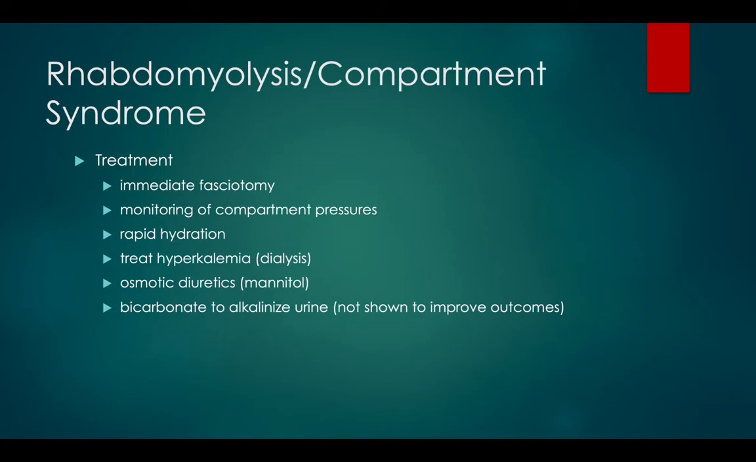There are some other things that we'll talk about. Albuterol can reduce potassium levels. Do osmotic diuretics to help the kidneys. Bicarbonate to alkalinize the urine. Not shown to improve outcomes. Like I said, that's kind of controversial, but if you see that happening, that's why they're doing that.